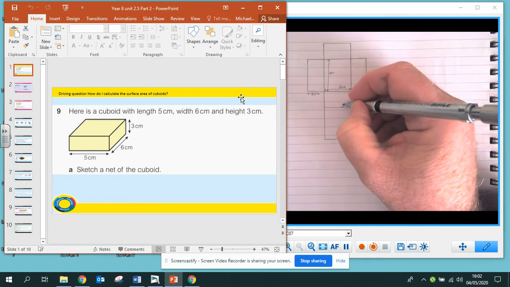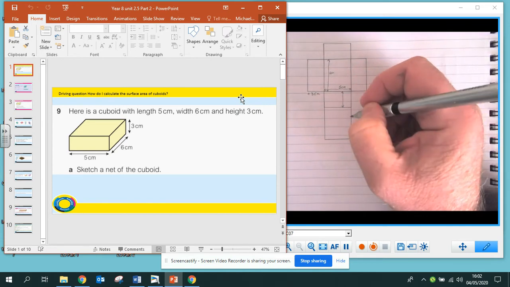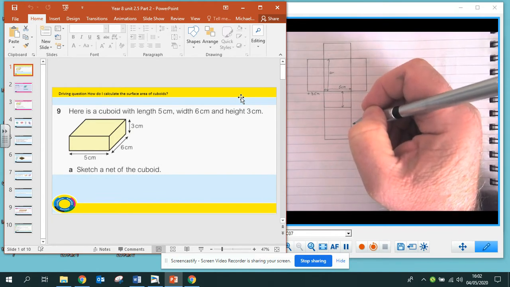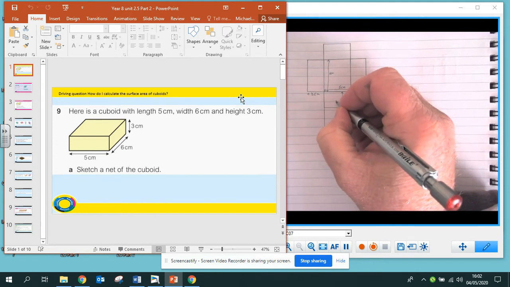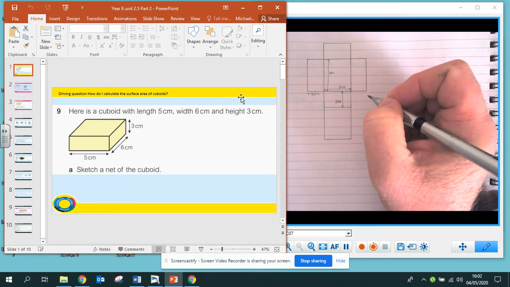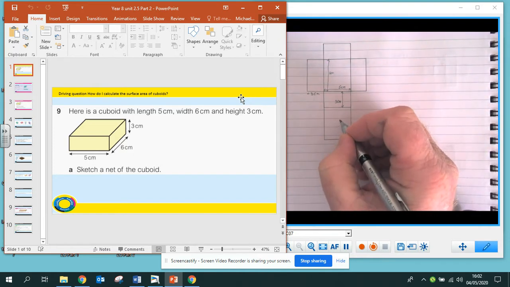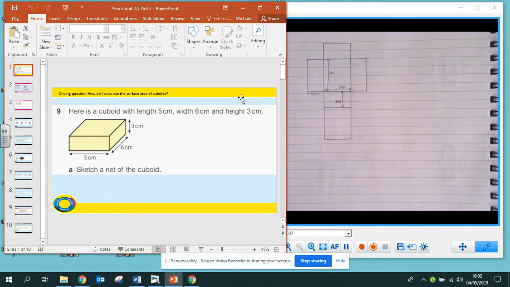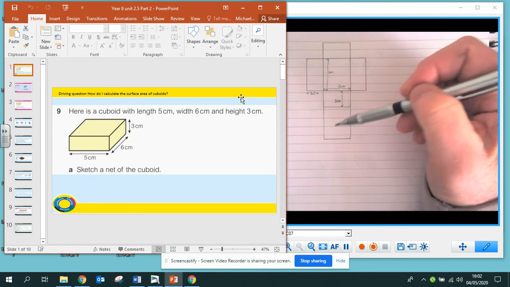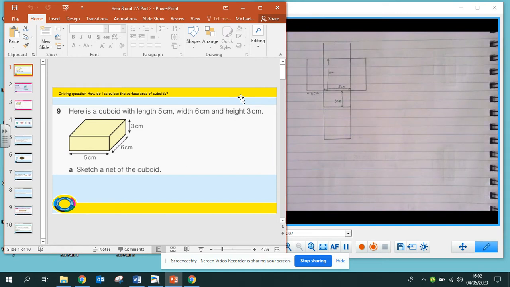From here to here, which is the side elevation, that's going to be 3 centimeters. And finally, this one again, we're going to get back. This is going to be 6, the same as that one. So that's what you should have done. You could have put the entire length on here as well. But there's our measurements on the side of our cuboid net.